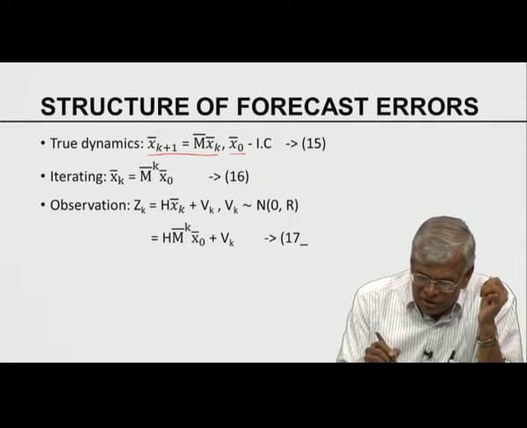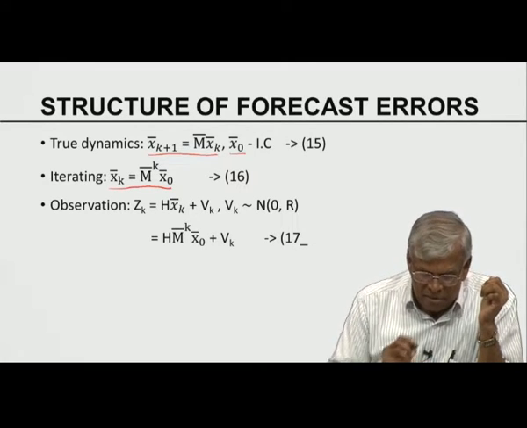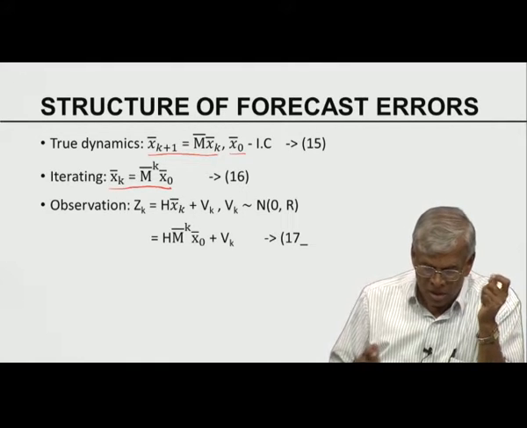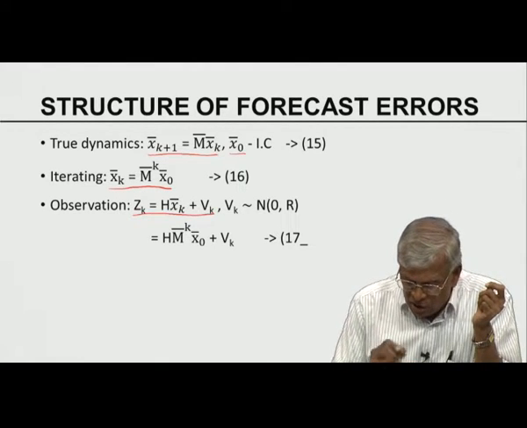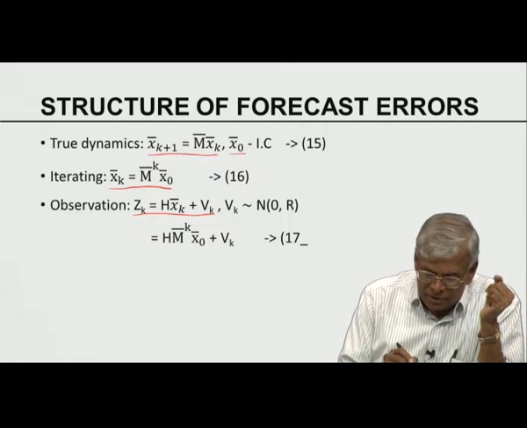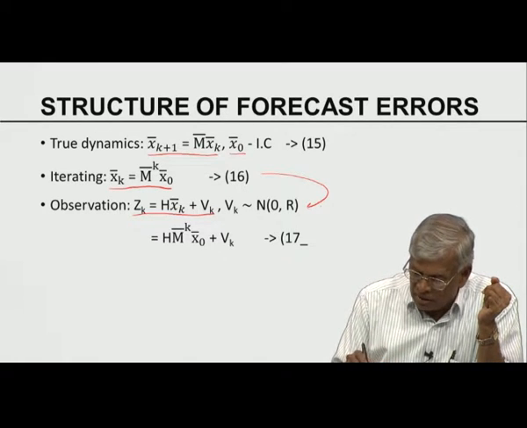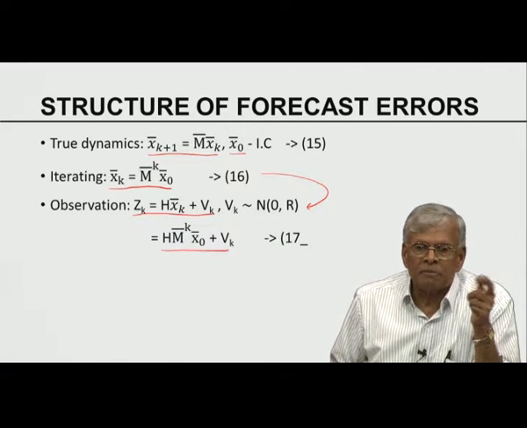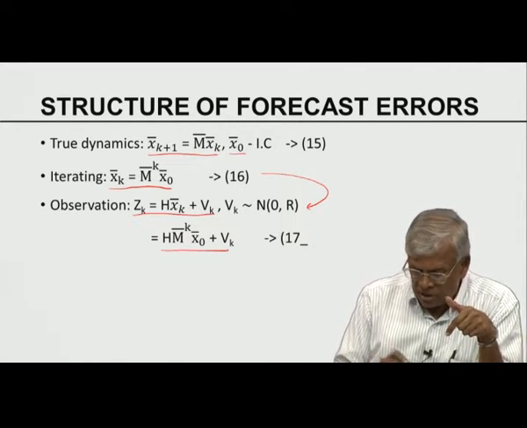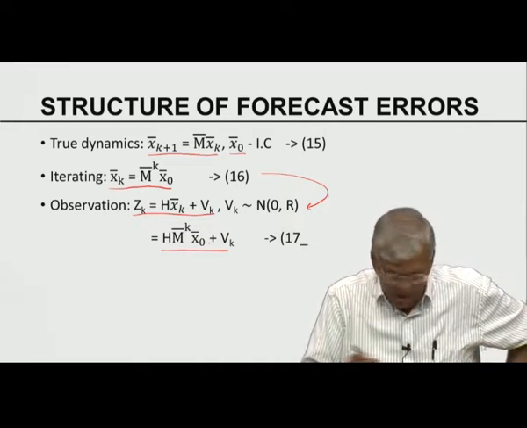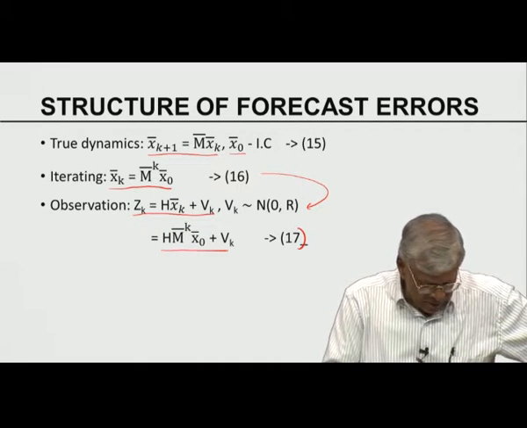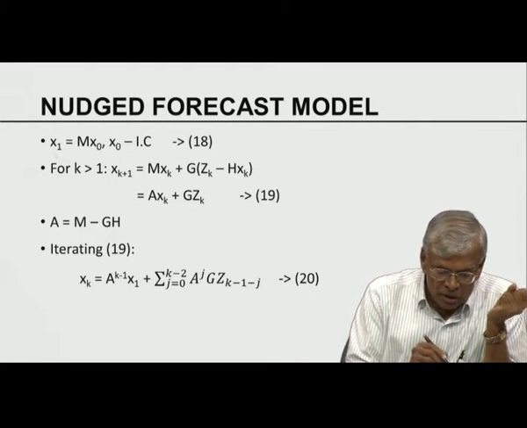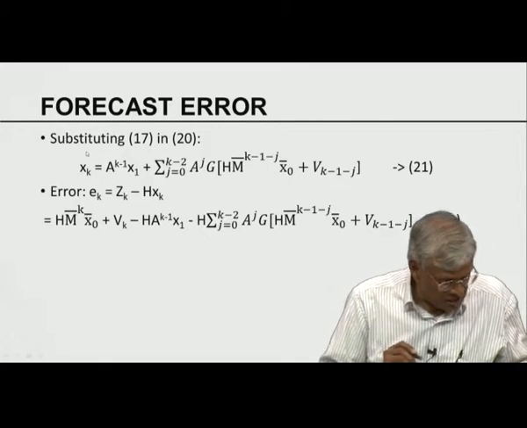So if I iterate this equation, x k bar is equal to m bar to the power k times x naught bar. So observation is given by this equation. I can substitute 16 in here to get 17. So the expression for z k, the observation at time k, is given by equation 17. So x1 is equal to m of x naught, sorry.